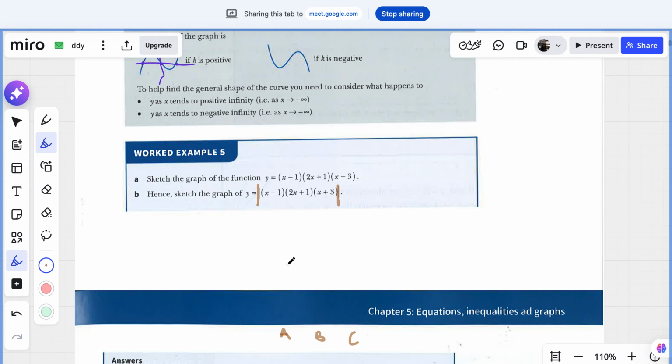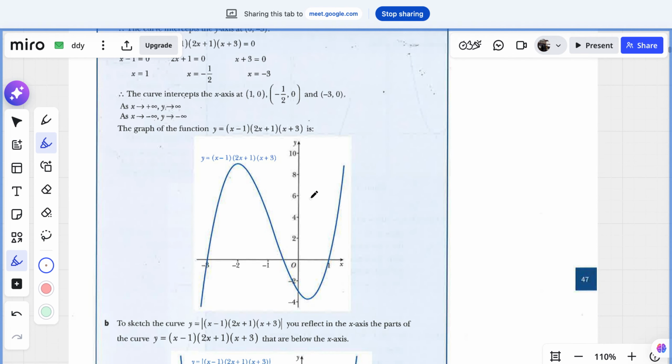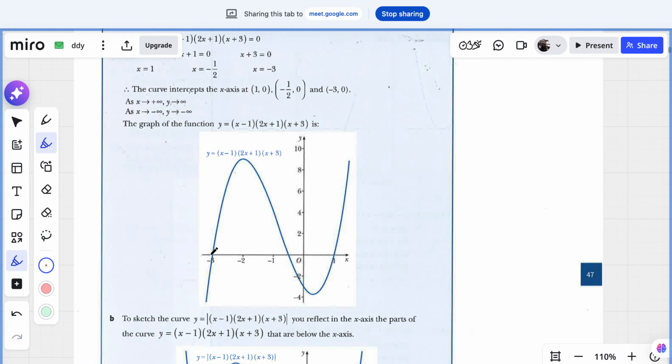Every point you plot on a graph has an x and a corresponding y value. For example, if you plot this point, x is -3 and y is 0. If you touch this point, x is maybe -0.5, which is half, and y is 0. This point is x is 1 and y is 0. They are the coordinate points where the graph touches the x-axis.